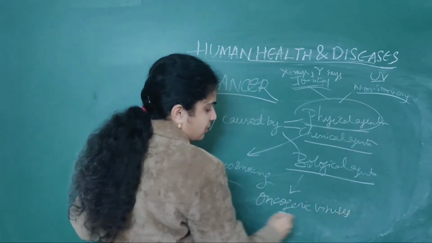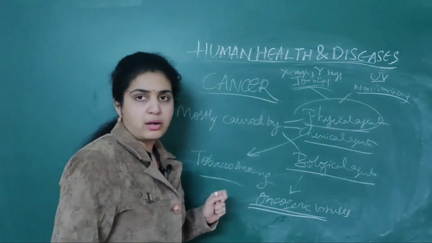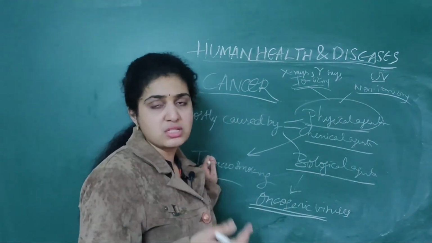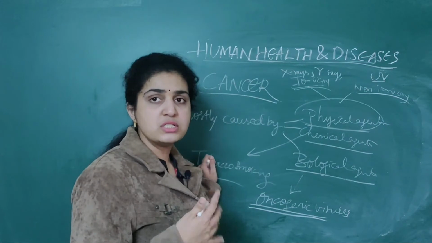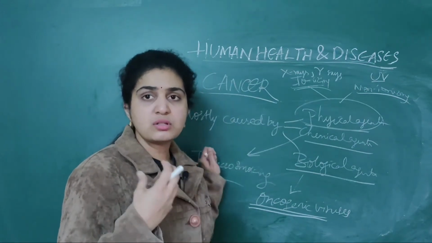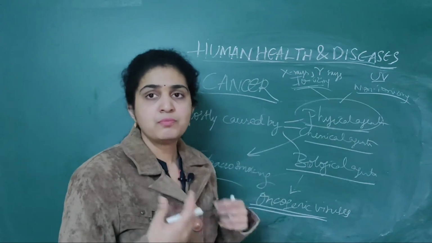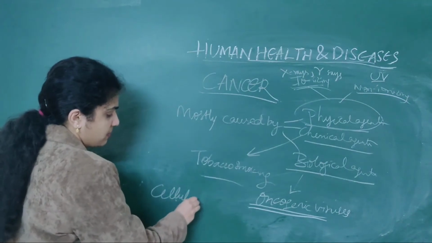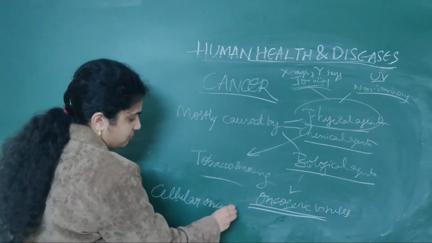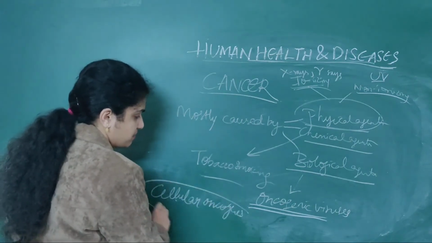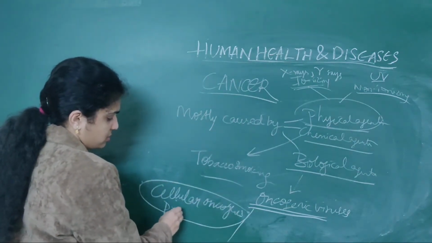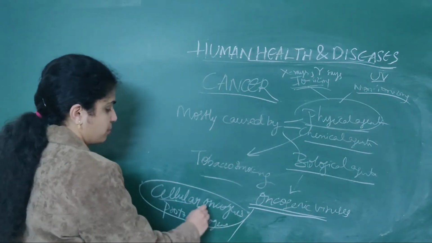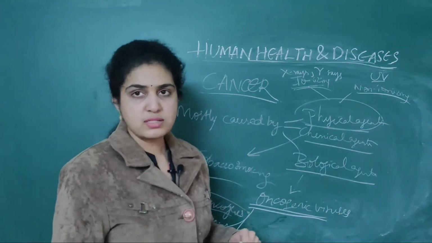Oncogenic viruses, or you can say viral oncogenes also. Oncogenic viruses or viral oncogenes, as well as cellular oncogenes or proto-oncogenes, are also the cell changes which we see when we are met with cancer. Cellular oncogenes or proto-oncogenes also will cause cancer.